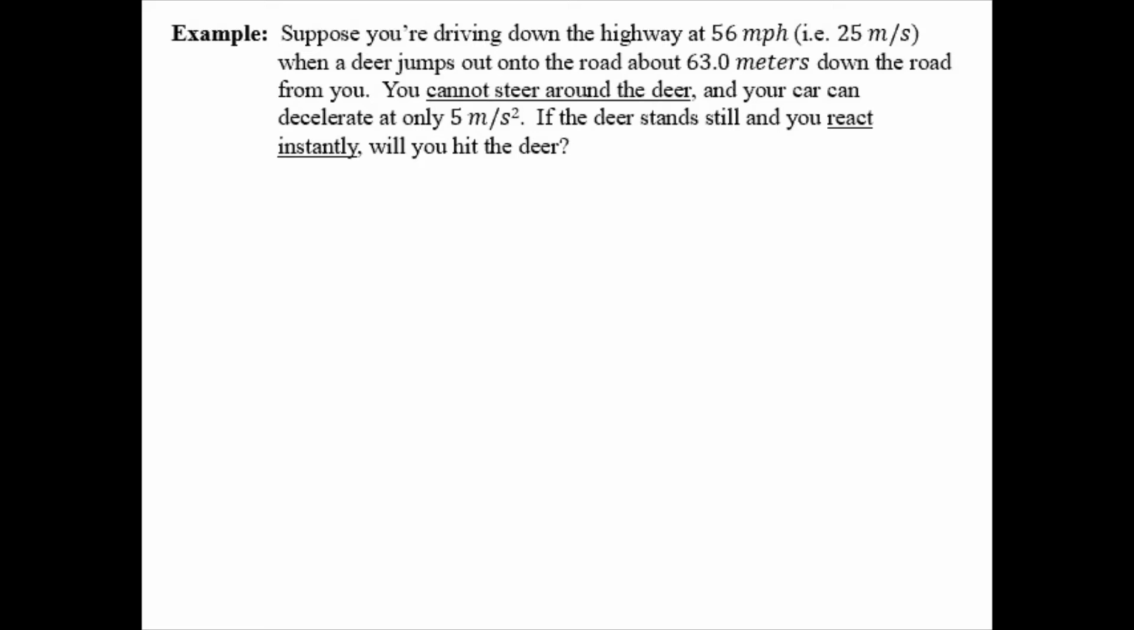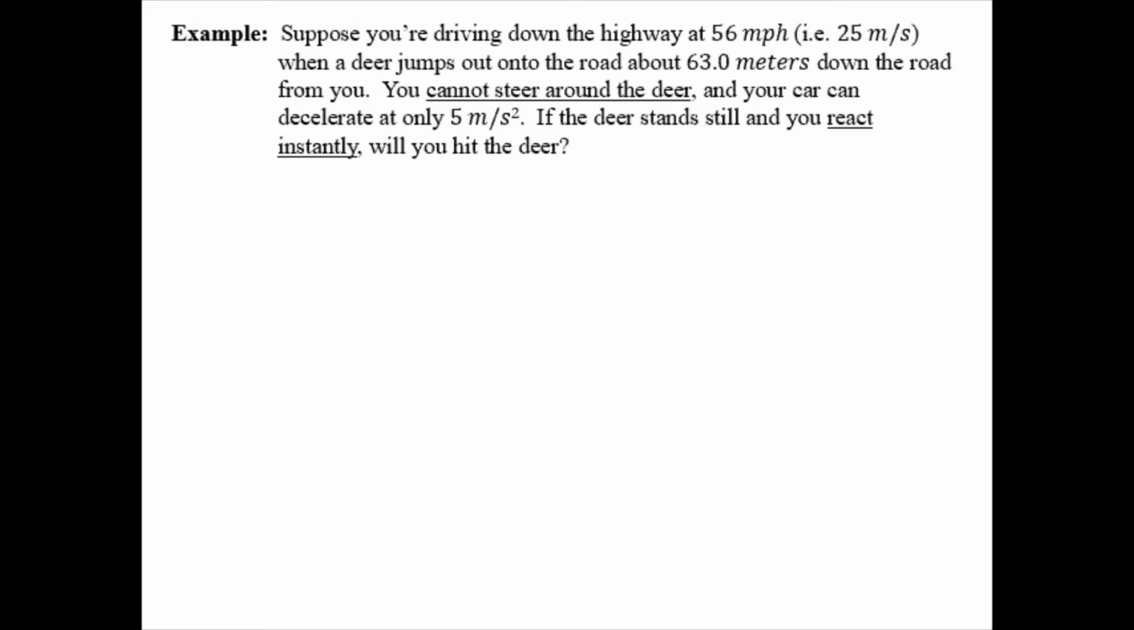Okay, so this is a realistic problem, right? I mean, we can imagine this happening. We're driving down the road, a deer jumps out on the road, it's frightened, it just kind of freezes and stares at us in the middle of the road. We cannot steer around it. We might go over the edge of the embankment or into oncoming traffic. And so we have to just hit our brakes and slow down, and hopefully we stop in time and keep from hitting the deer.